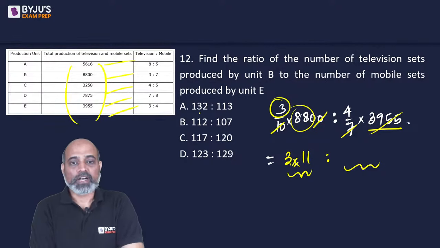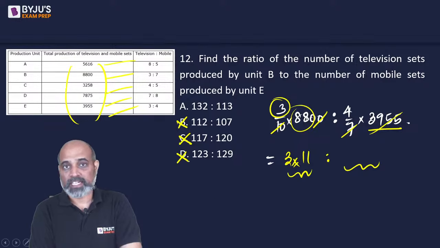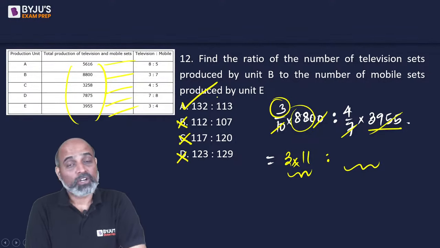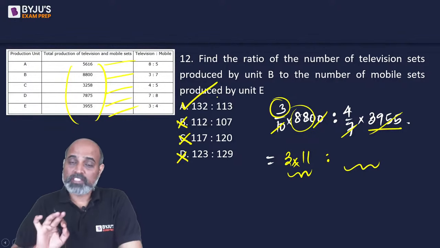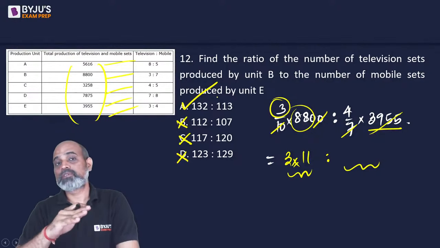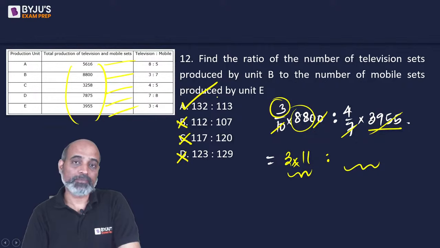So 132 is in the table of 3 and 11, 112 is not, 117 is not, 123 is not. These numbers are not in the tables of both 3 and 11. Only 132 is, which is in the table of 3 as well as the table of 11. Using this approach, I save time by not calculating the second proportion. Right? It was faster.